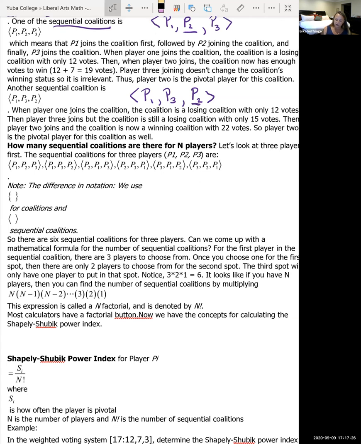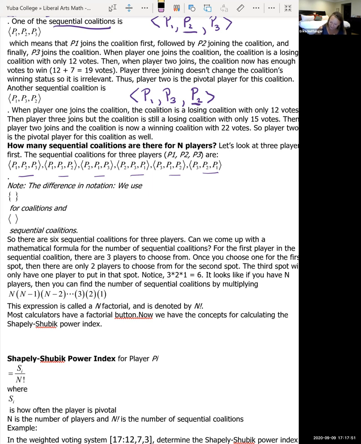So notice when we had 3 players, we had 1, 2, 3, 4, 5, 6 different ways that we could write the sequential coalitions. So there's 6 sequential coalitions for 3 players. Can we come up with a mathematical formula for the number of sequential coalitions? Well, you betcha we can.